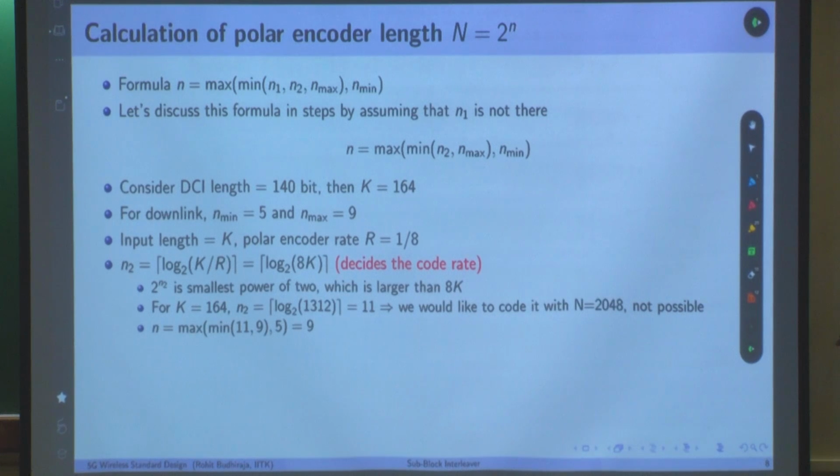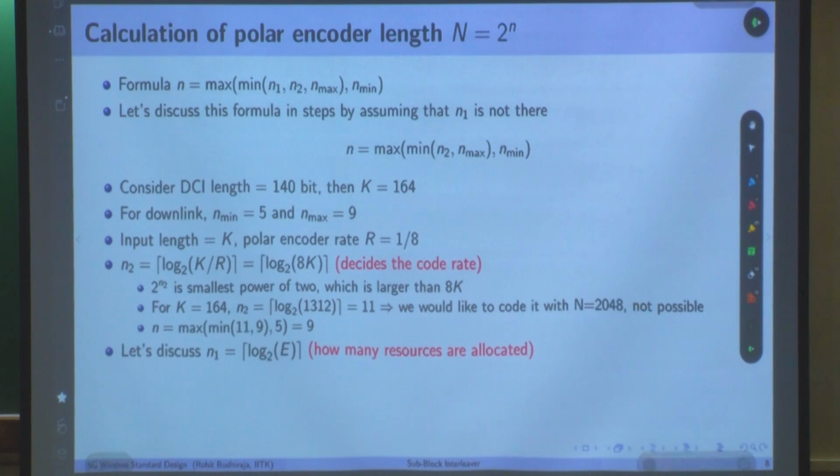What is happening here? What is it deciding? It calculates the maximum rate such that it is close to 1 by 8. If that 1 by 8 length is lesser than n max, you are fine. If it is more than n max, then it is basically capped to n max.